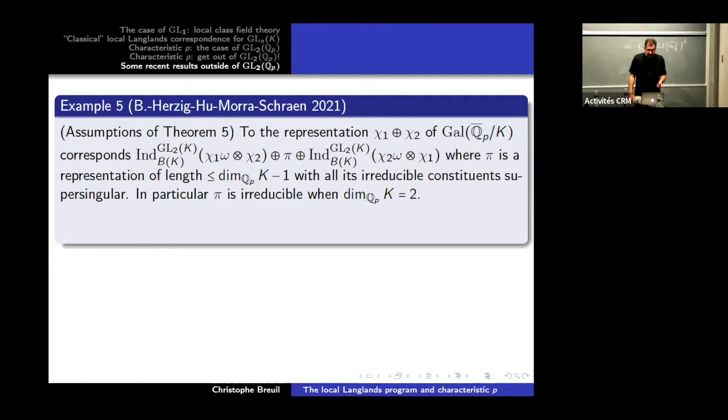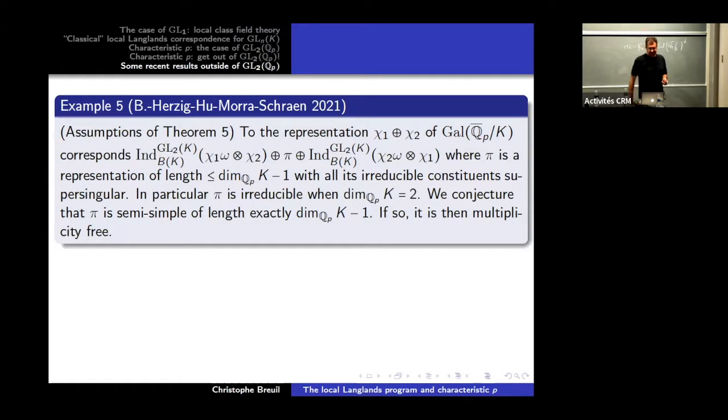So in particular, if you are in a quadratic situation, then it's irreducible. It's an irreducible supersingular which is there with these two principal series, and there's no way you can avoid it. Actually, we conjecture that in that case, chi_1 plus chi_2, pi should be itself semi-simple and of length exactly the dimension of K minus 1. So it would be the direct sum of this number of supersingular representations, which should be distinct. If it is semi-simple, it's not difficult to see that it should be multiplicity free, at least in generic cases, maybe.